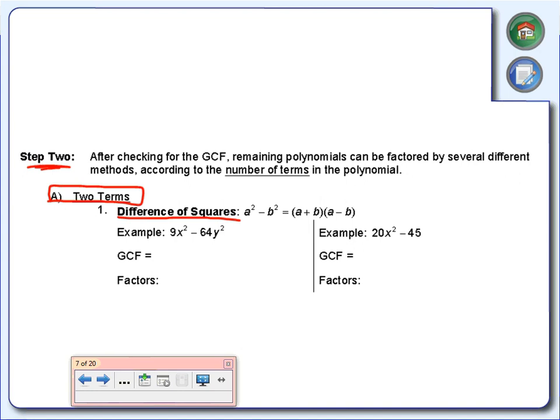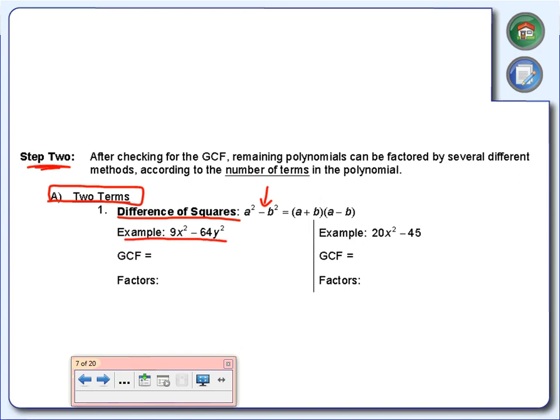Difference of squares. Difference. What operation are they talking about when they say difference? Subtraction. Notice right here there is subtraction. Squares, meaning a is squared and b is squared. Now it says here that a squared minus b squared is going to be equal to a plus b times a minus b. Now what does that mean? How does that work? Here's how it works.